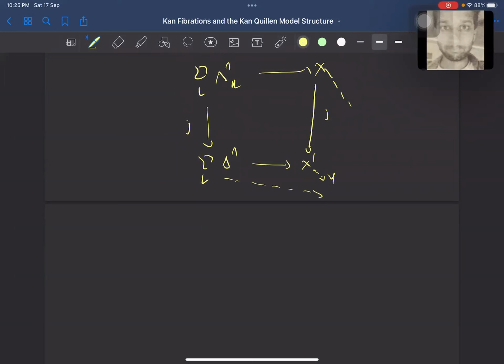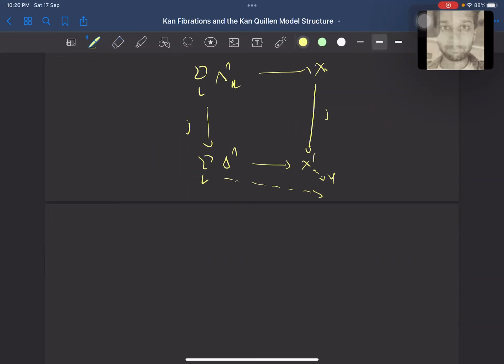Maybe let me try to draw this properly. Wait, just give me one second. I'm having some problem with the pencil. Yeah, it's fine. It's working.